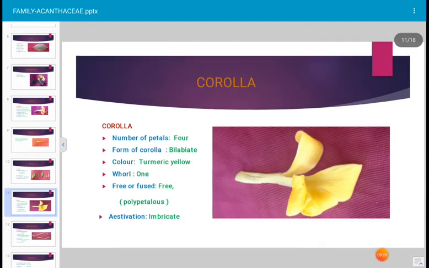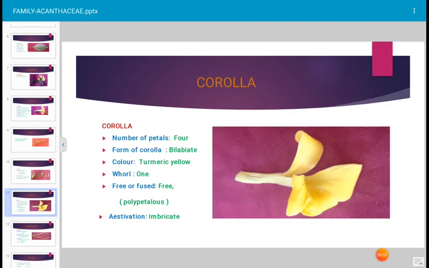Next, corolla. It is the second whorl of the flower. It is the colored part of the flower, and it is colored to attract insects. All petals together are known as corolla. How many petals are there? There are only 4 petals. Regarding the form of corolla, in many books it is written as bilabiate, but it is not bilabiate. It looks like a bilabiate, but it is not a bilabiate corolla, because all the 4 petals are separate, and the color of the corolla is turmeric yellow.